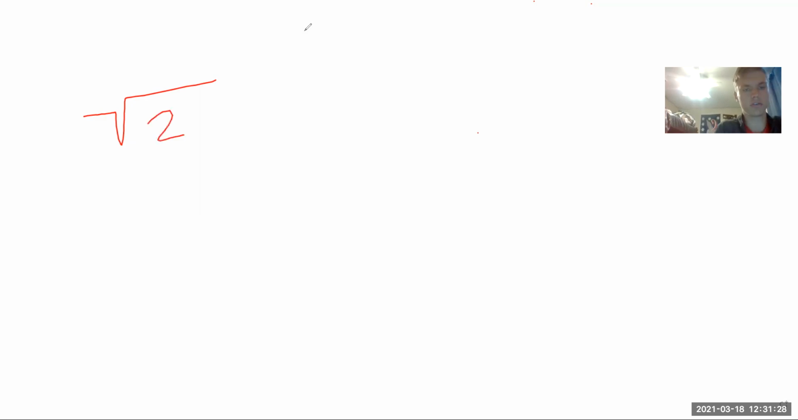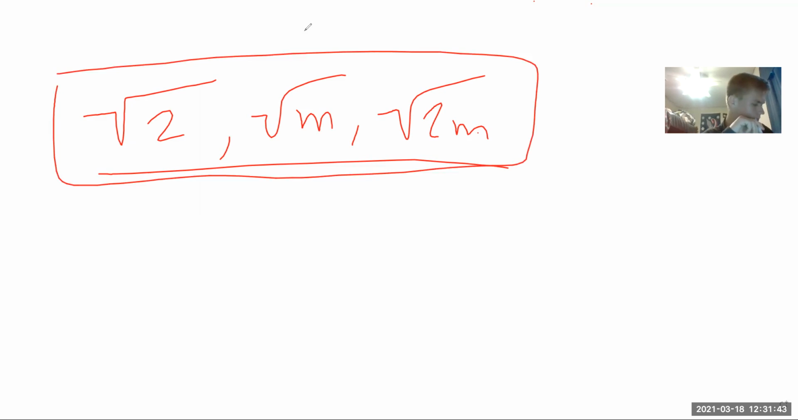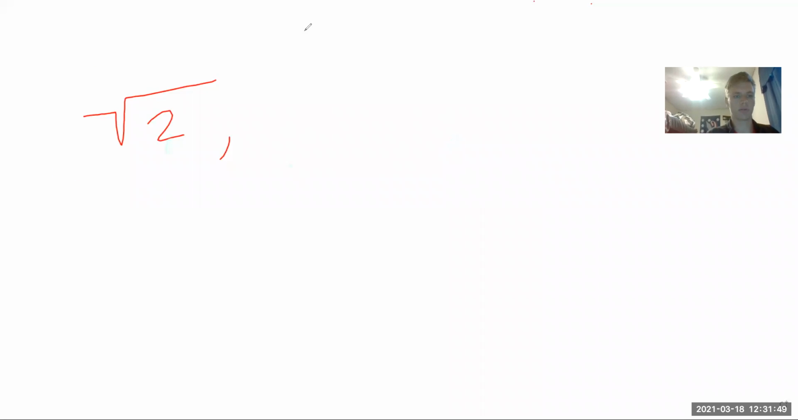So square root of 2 is a radical. Square root of m is a radical. Square root of 2m is a radical. These are all radicals. Don't be thrown off by the name radical. That's all it means. It's just the square root of an expression. We know a couple of square root properties, at least here are a couple of square root properties.